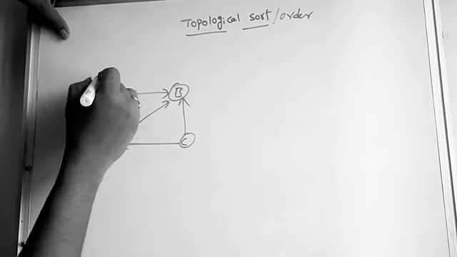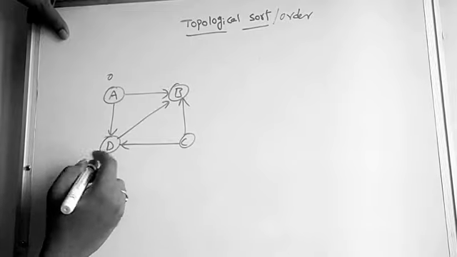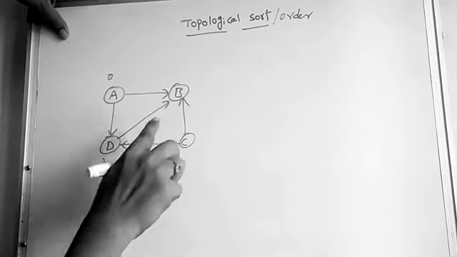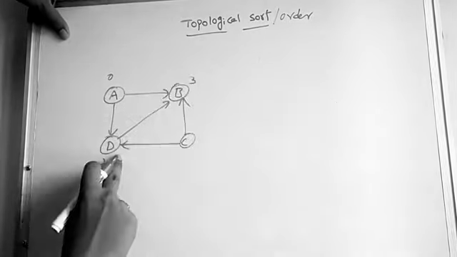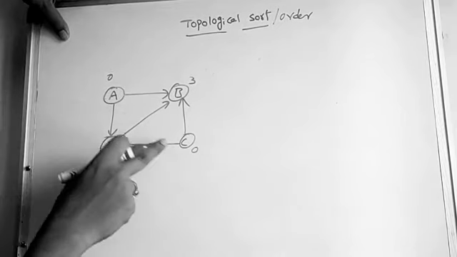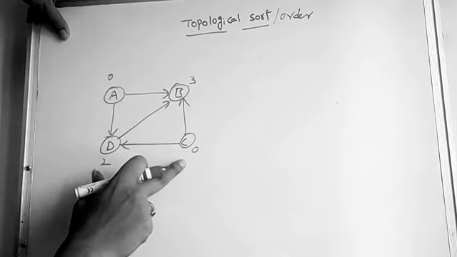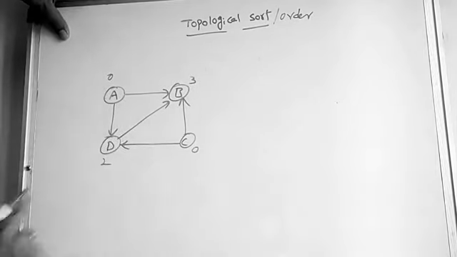A has in-degree 0, there are no incoming edges. D has 2 incoming edges. B has 3 incoming edges. C does not have any incoming edges. So here two vertices have in-degree 0. Which vertex do I remove first? You can remove any one of the vertices, either A or C. But don't remove two vertices even if they have the same in-degree 0. Okay, that is an important point.